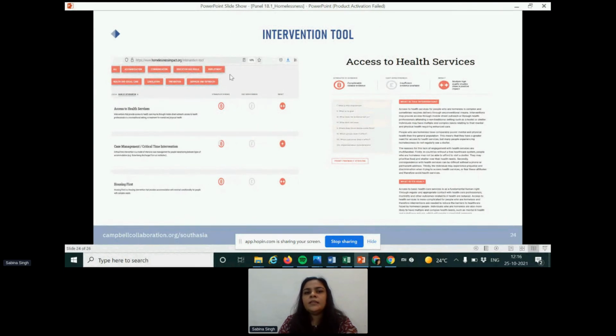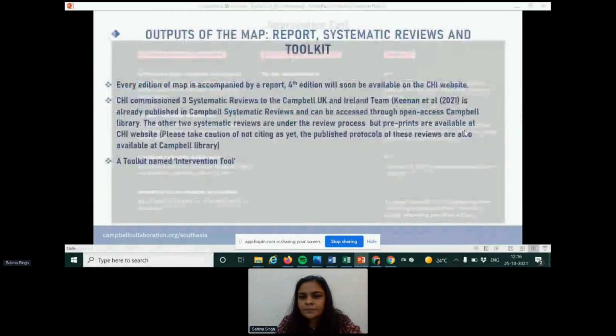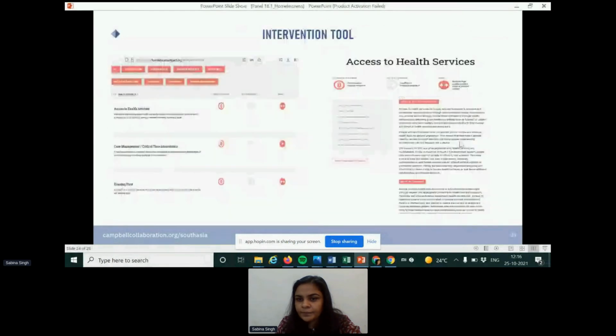Similarly, this toolkit is accompanied by a brief description of what the intervention actually is, what the goal was, and what the evidence tells us. Sorry for that.